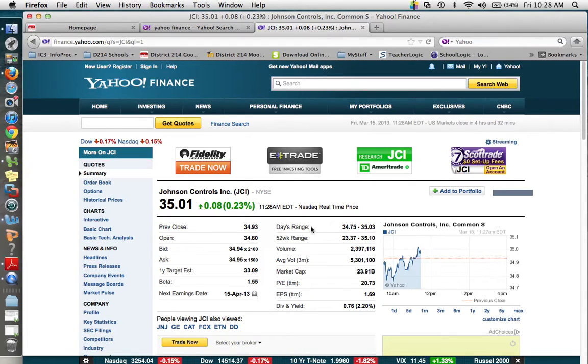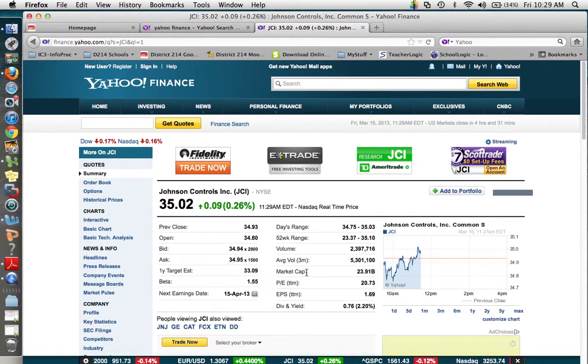Next thing we want to focus on is the day range. This shows you the high and low price of the stock for the day. Next shows you the highest and lowest price of the stock at which it traded in the past 52 weeks, or last year. The volume shows you the number of shares that changed hands just for today. The market cap shows you how many shares for this particular company are outstanding. So Johnson Controls has 23.91 billion shares outstanding.